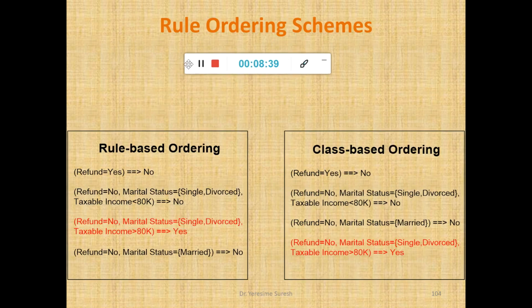I have given the same example here to differentiate what exactly is rule based and class based according to the rule accuracy and coverage. I have listed here based on the class label.